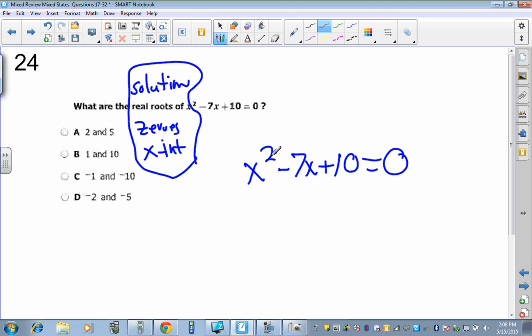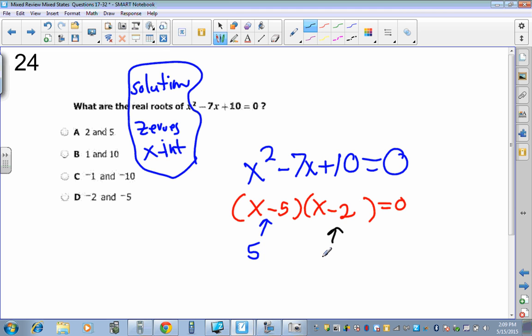We know since it's degree 2 or higher, it has to be equal to 0, which we've already got. We factor, and we got to think what multiplies to give us positive 10, adds to give us negative 7. That's negative 5 and negative 2. And we know by the zero product property that if x minus 5 equals 0, then when x is 5, 5 minus 5 will make that true. We also know that if x minus 2 equals 0, then if we plug in 2 for x, 2 minus 2 is 0. So our answers are 5 and 2. A.